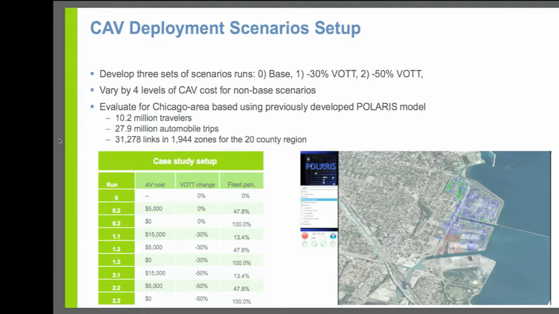So the deployment for the scenarios we ran includes varying the marginal AV costs crossed with the value of travel time savings change to generate our 9 cases that we run. And then we evaluate this using our Chicago model, which is, again, 10 million travelers, about 28 million trips. Next slide.